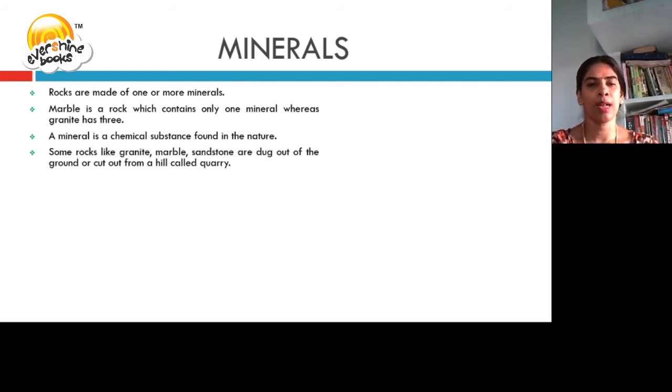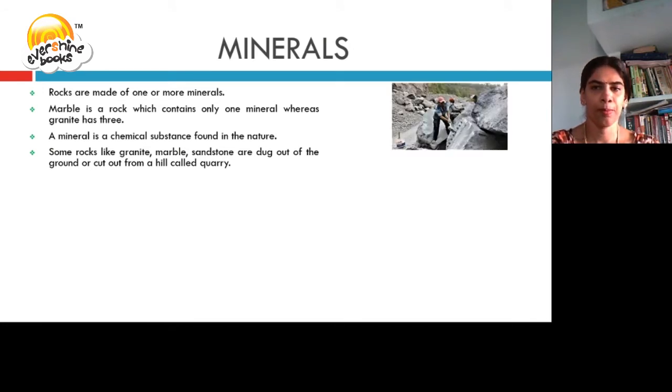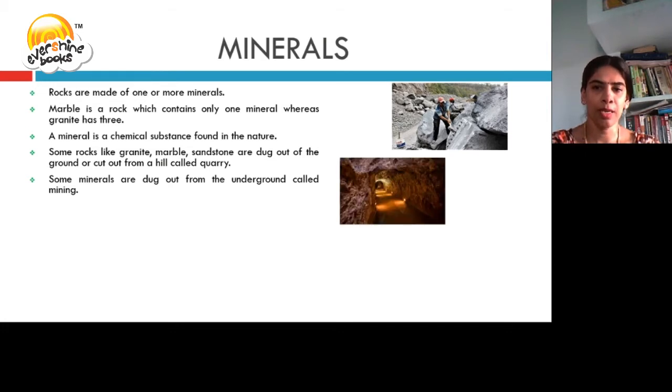Some rocks like granite, marble, and sandstone are dug out of the ground or cut out from a hill, called a quarry. Some minerals are dug out from underground, called mining. A direct deep hole is made in the ground and then a tunnel is made in the side to reach the mineral.